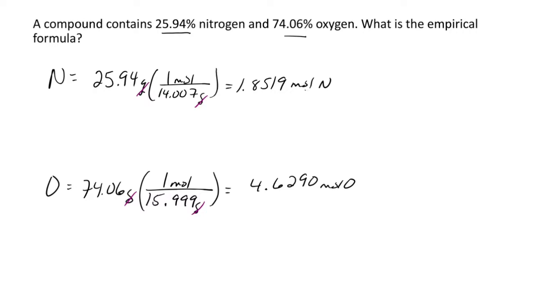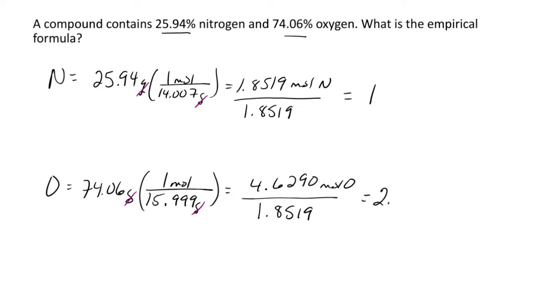And you want to divide every element in the compound by the number of the least amount of moles. So in this case, we're going to divide nitrogen by 1.8519 and oxygen by 1.8519. 1.8519 divided by 1.8519 will give us 1. And 4.6290 divided by 1.8519 will give about 2.5.